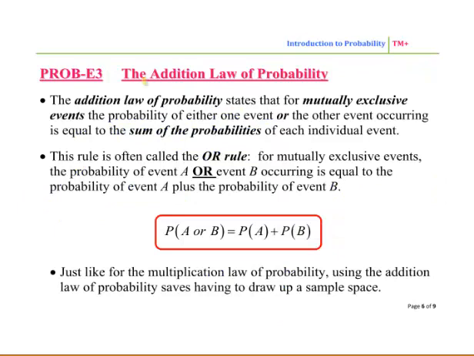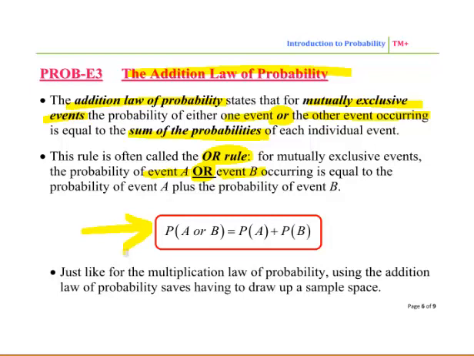Now let's look at the addition law of probability. The addition law of probability states for mutually exclusive events, the probability of either one event or the other event occurring is equal to the sum of probabilities of each individual event. So this is often called the OR rule. It's event A or event B. So notice when we were doing the multiplication rule, both things had to occur. Here it's one or the other. And we express that like this: the probability of A or B equals the probability of A plus the probability of B.